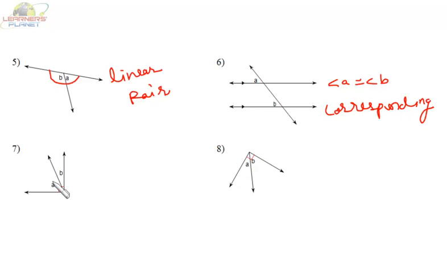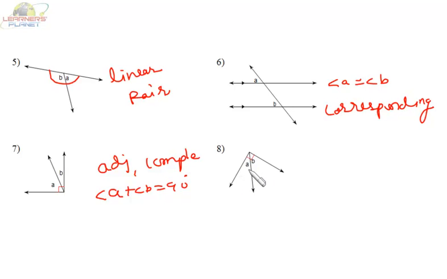Okay. Now here angle A and angle B have a common arm and a common vertex. So these are adjacent angles, and along with that we see the sign of 90 degrees, a right angle, over here. That means angle A plus angle B is 90 degrees. So we can call them adjacent. Apart from that, we can call them complementary angles. So angle A and angle B are adjacent as well as complementary.